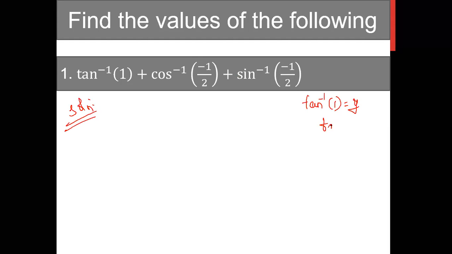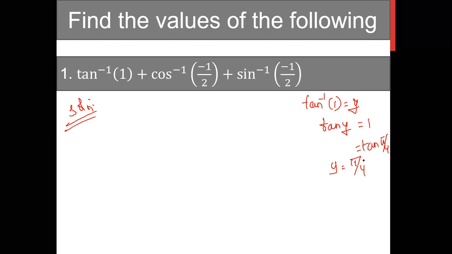So tan y is equal to 1. At what angle tan takes the value 1? Pi by 4. So it is tan pi by 4. So y is equal to pi by 4.